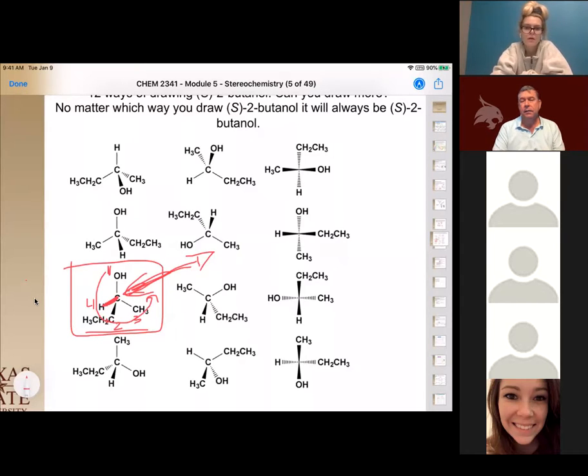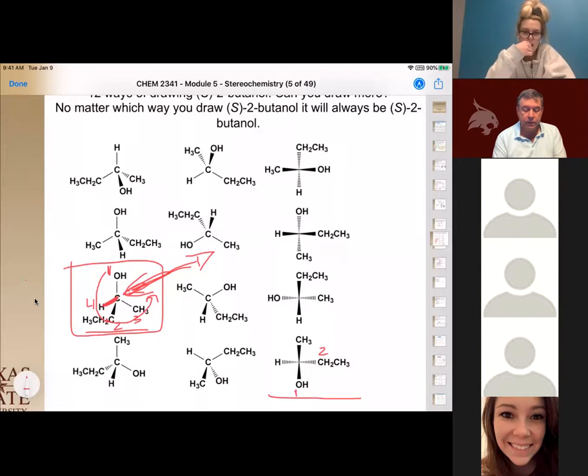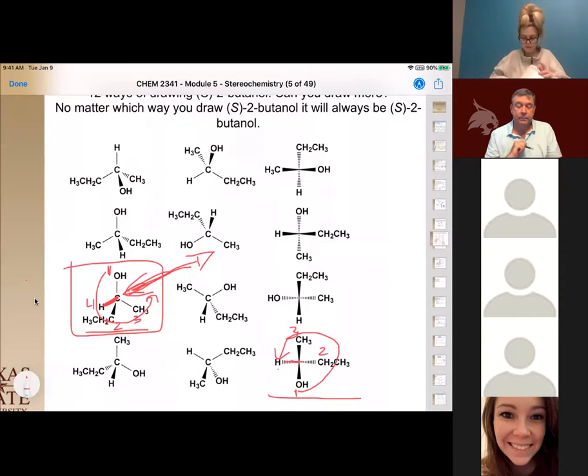Does that make sense? Yeah, that makes more sense. Thank you. We can do the same thing here, where this is 1, this is 2, this is 3, and this is 4. If we're looking down this, with the 4 behind, we go 1, 2, 3, and it is still going counterclockwise. It's still S. Gotcha. Thank you. Practice on a few of these. Some of them you have to actually rotate the molecule and assign, and then look for R and S. Okay, all right, thanks.